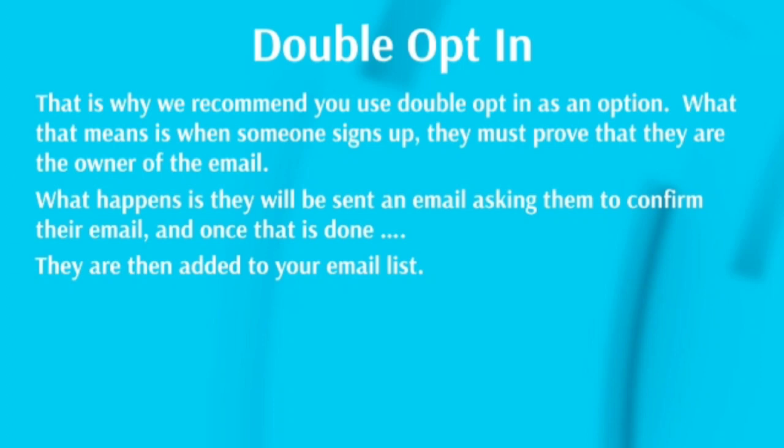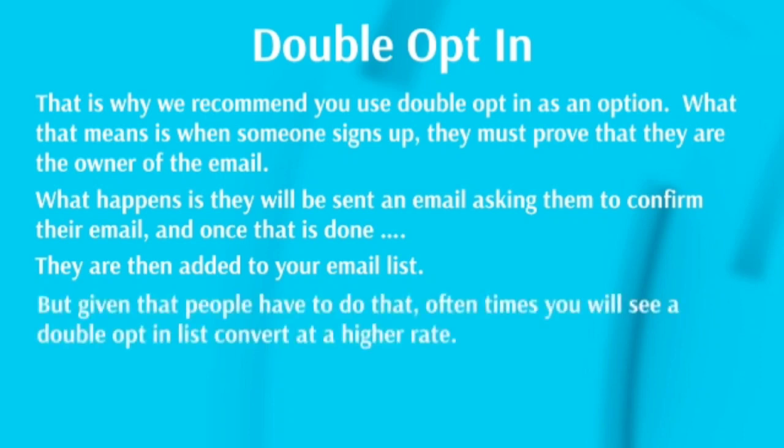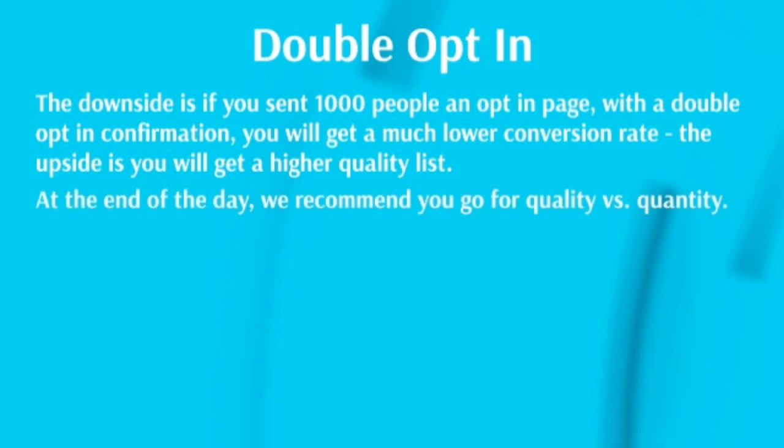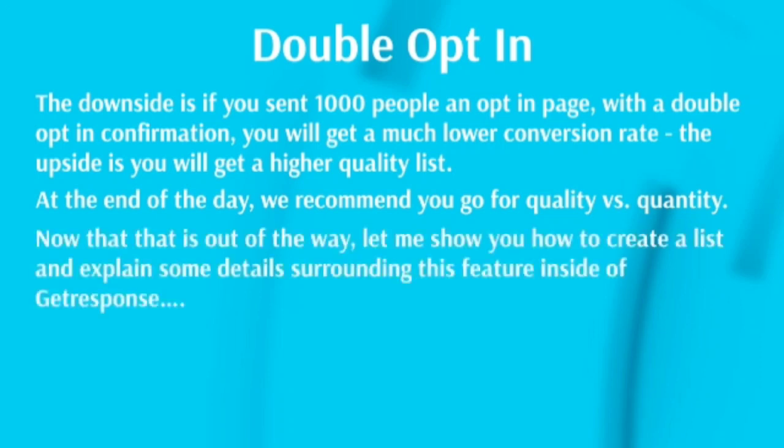And your reputation will move up. Your emails, when you send them out, are going to land in people's email inboxes, because you're emailing people that want to hear from you. So that's why we found in our tests that you will actually get a higher rate of opens and a higher click-through rate. Like I said earlier, the downside is if you send 1,000 people to an opt-in list, that's going to be a much lower conversion rate. But at the end of the day, we recommend that you go for quality versus quantity.